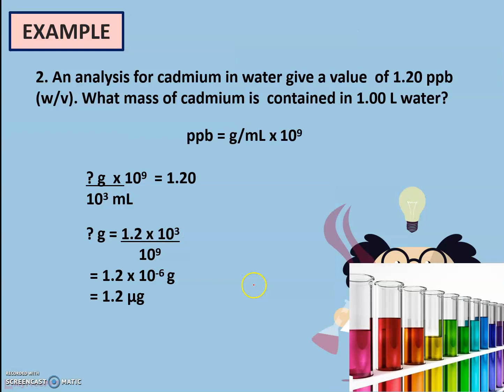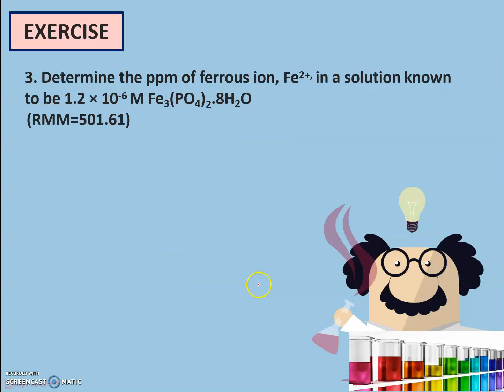So for this one you can refer to the previous video lecture. Okay, this one: determine the ppm for ferrous iron. Determine the ppm of ferrous iron in a solution known to be 1.2 exponent -6 molar iron phosphate with hydrate. So this is a molecule, this is an ion. How do you know the ppm? First you must know what unit to use. Remember what I said just now, either weight per weight, weight per volume, or volume per volume. These three things. So how do you want to know?